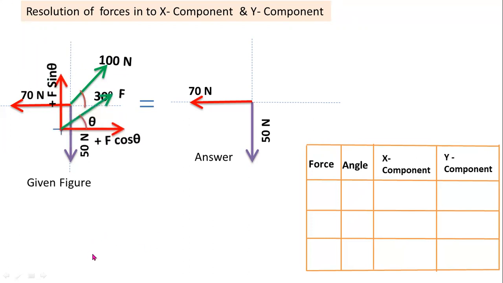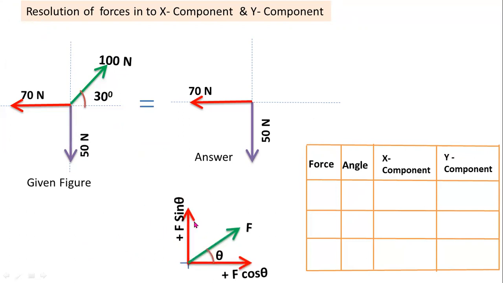From previous lectures, I already explained this concept. Here, a force is acting away from the origin with angle theta with respect to the x-axis. Then the horizontal component is F cos theta, and the vertical component is F sin theta. These are the magnitudes. In a similar way, here this is the inclined force, 100 newtons equal to F. Now the value of horizontal force equals F cos theta.